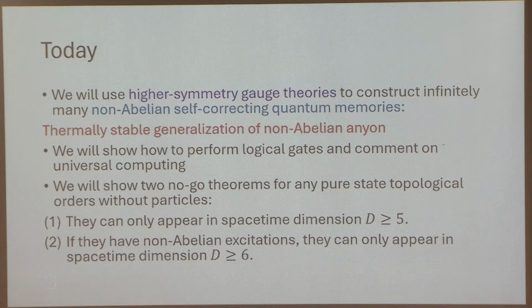So I'm also going to tell you an algorithm in the world of topological quantum field theory for topological orders without particles. The first statement is that such topological orders can only appear in space-time dimension greater or equal to 5. In my talk, this capital D is always the space-time dimension. The simplest example is the 4D toric code.